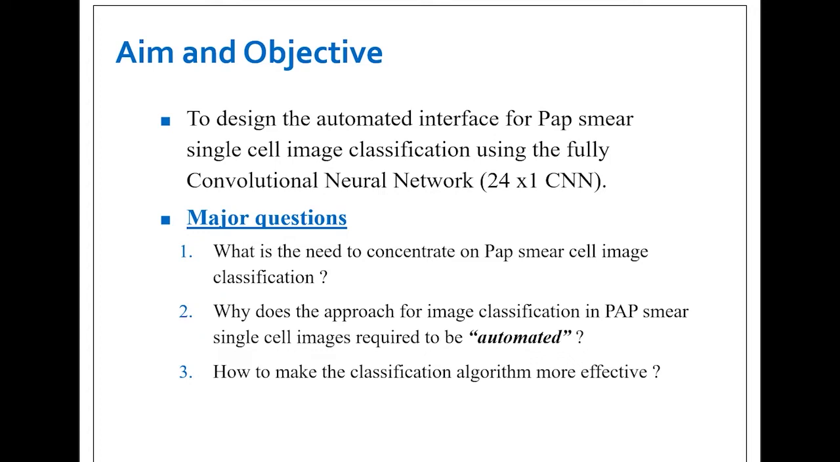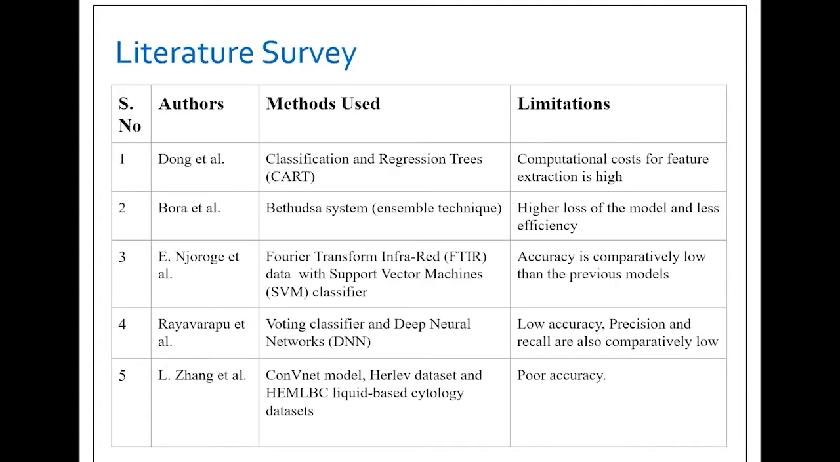What is the need to concentrate on pap smear cell image classification alone? And why does the approach for image classification in pap smear single cell images need to be an automated one? And how to make the classification algorithm more effective?